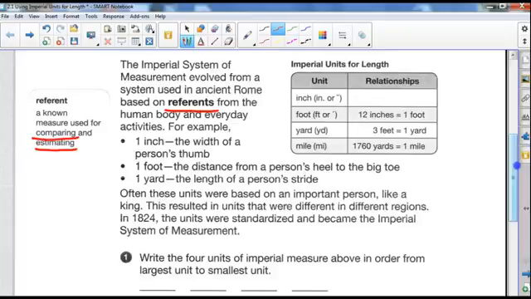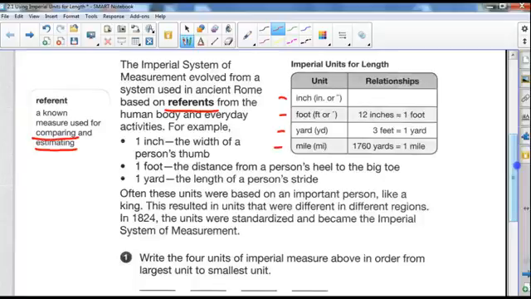1 foot was the distance from a person's heel to the big toe. That's where we get the foot from. And a yard was the measure of a person's stride. Okay, so you can see that body parts were used to come up with these measurements. Okay, let's look at imperial units for length. We have the inch, the foot, the yard, and the mile.